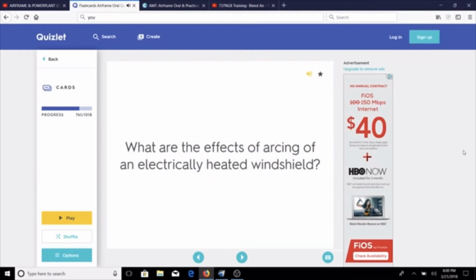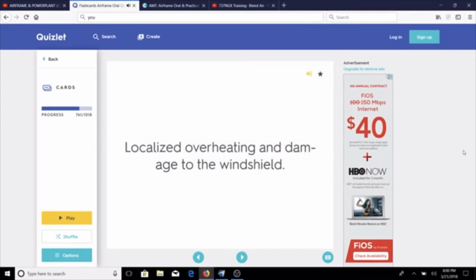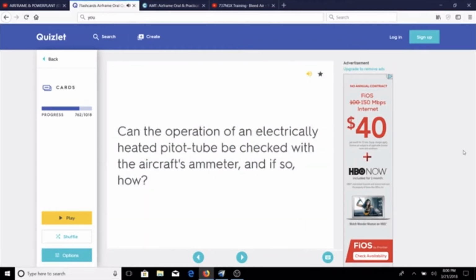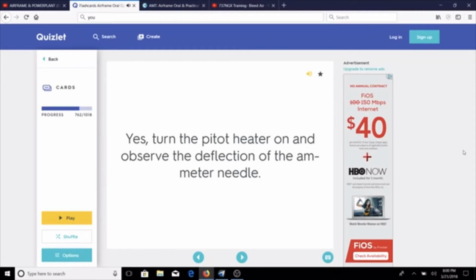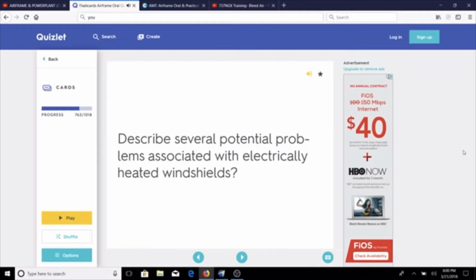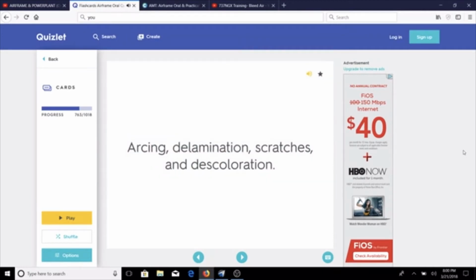What are the effects of arcing of an electrically heated windshield? Localized overheating and damage to the windshield. Can the operation of an electrically heated pitot tube be checked with the aircraft's ammeter, and if so, how? Yes, turn the pitot heater on and observe the deflection of the ammeter needle. Describe several potential problems associated with electrically heated windshields. Arcing, delamination, scratches, and discoloration.